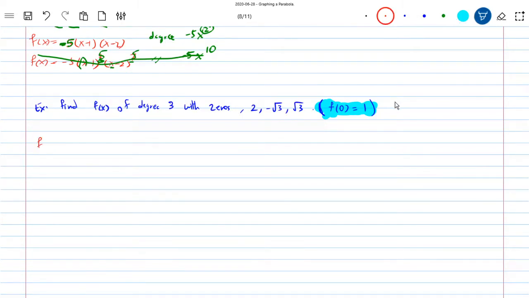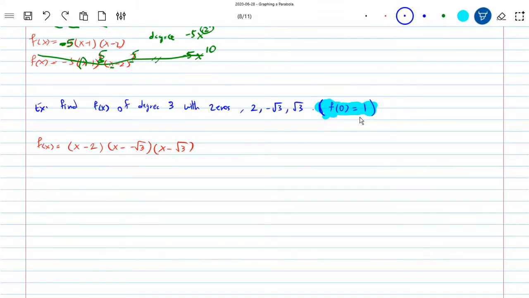Okay, so what would be f of x? F of x must be x minus the solutions 2, x minus -√3, and x minus the other solution +√3. And I assume that the leading coefficient here, again, I picked the leading coefficient uniquely to be 1. It could be any number. I could pick 12 here. If they don't give you that leading coefficient, it's an option.